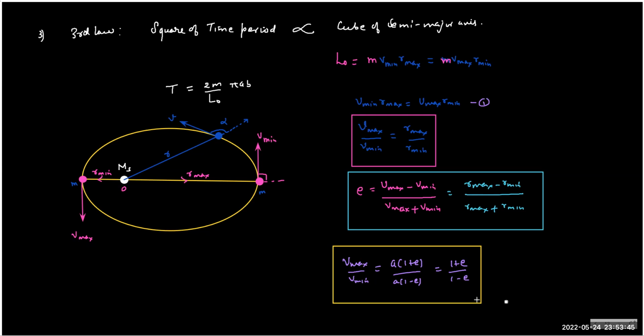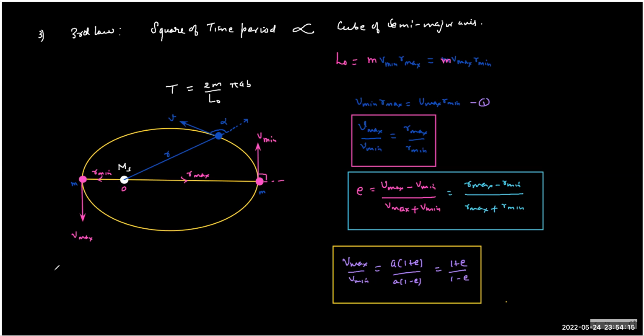So if somehow we can find V max and V min, we can go back to the first equation of L naught to get L naught. So we need one more equation, and the other equation will come from the conservation of mechanical energy. That's how we solve every question of elliptical orbit. There are just two things to be conserved: one is the angular momentum, and the other is the energy.